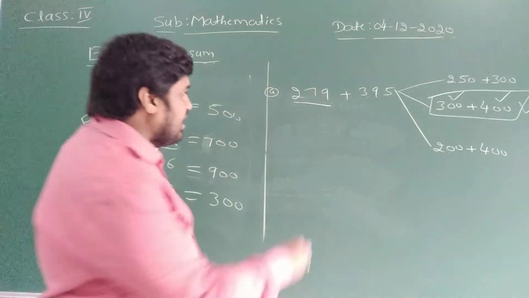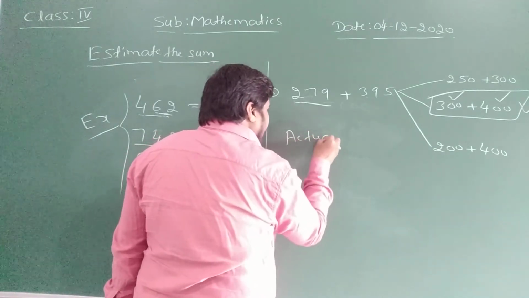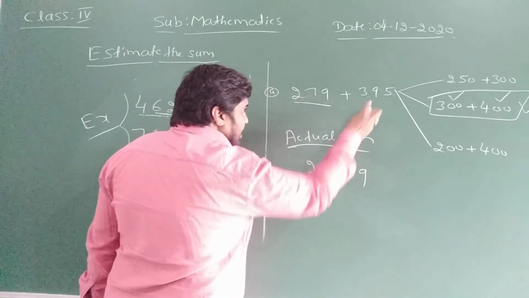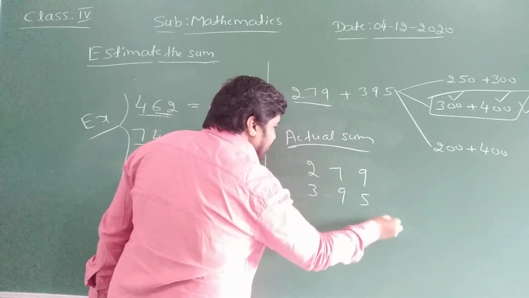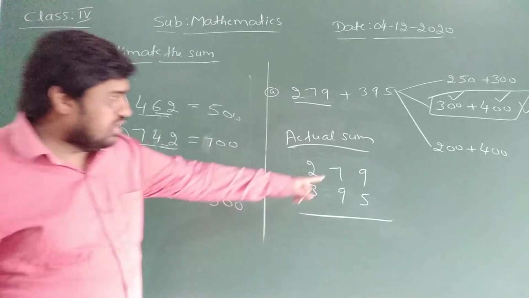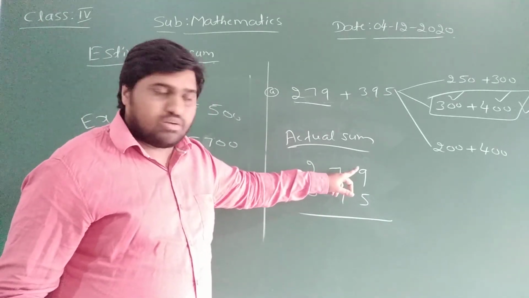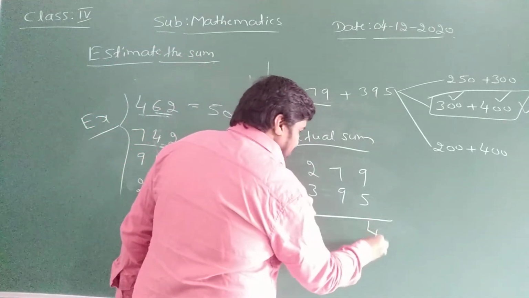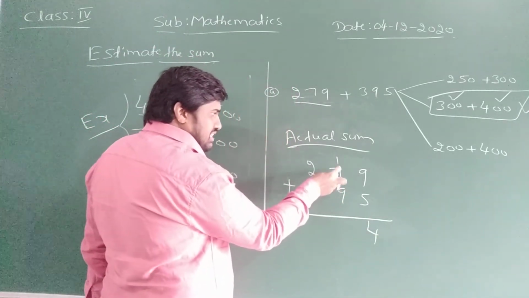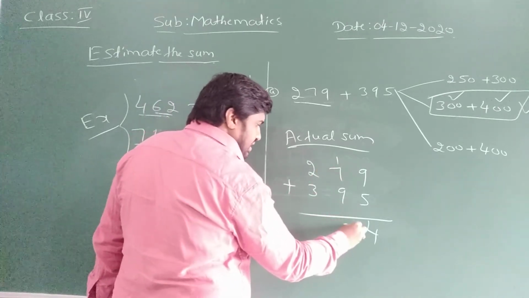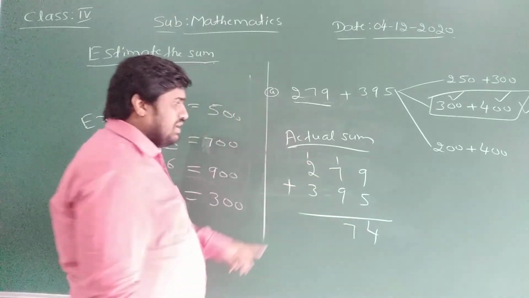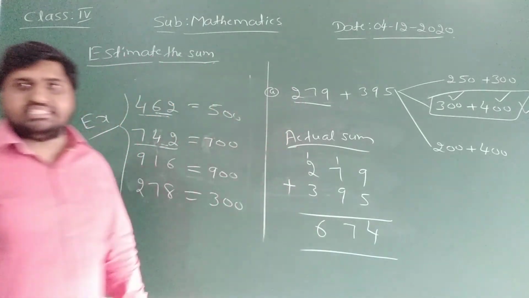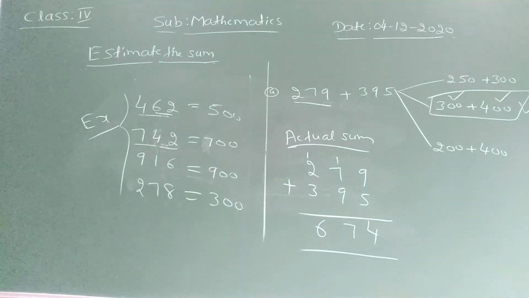Also, we have to find the actual sum. How to calculate the actual sum? Write this 279 and write this 395. Just add 9 plus 5. 9 plus 5 is 14. 4 as it is, carry 1. 7 plus 1 is 8, 8 plus 9 is 17. 7 as it is, carry 1. 2 plus 3 is 5, 5 plus 1 is 6. 674 is our total answer. Okay, children, is it clear, right?